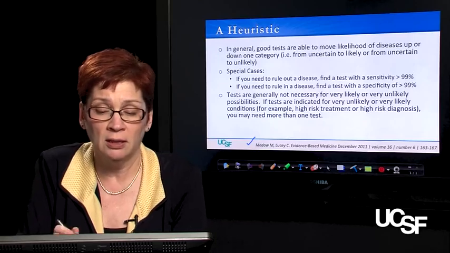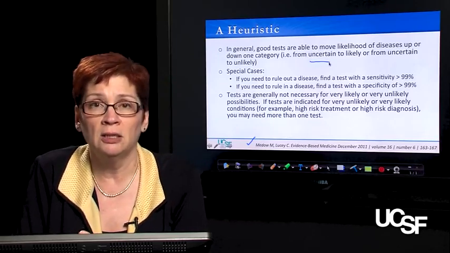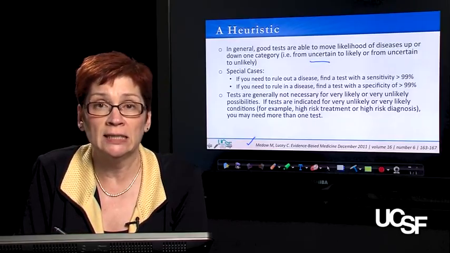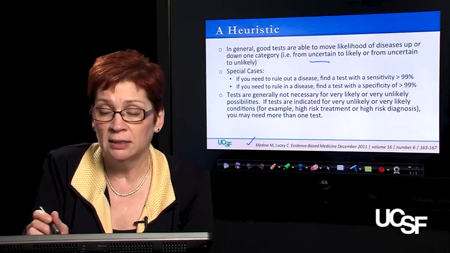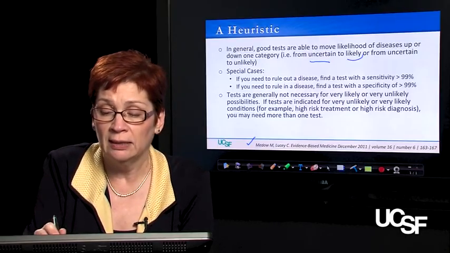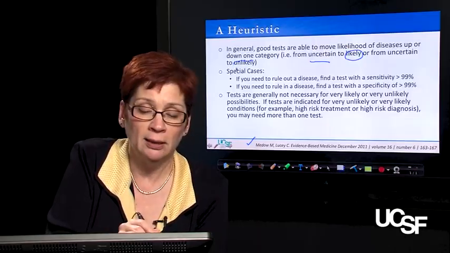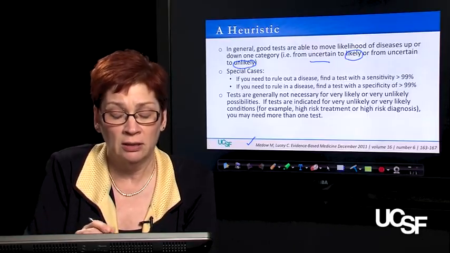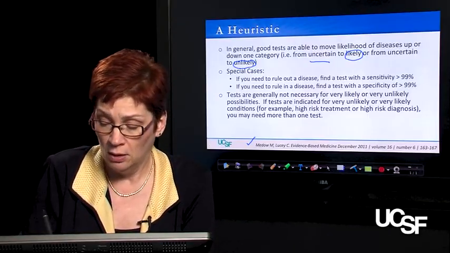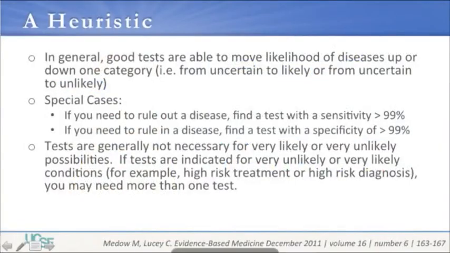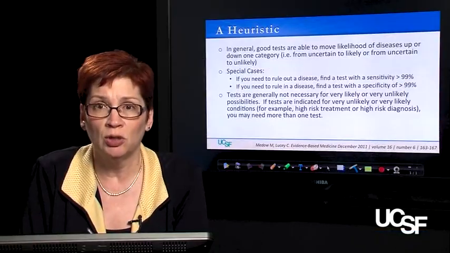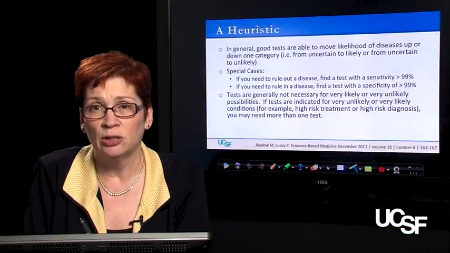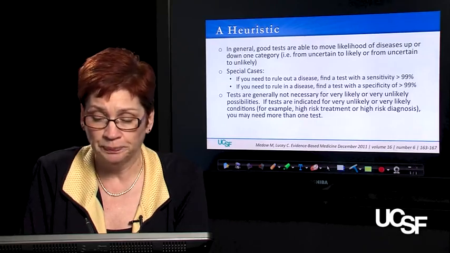So example, if we think clinically that the patient's likelihood of a given disease is uncertain, a positive test would move it to likely, and a negative test would move it to unlikely, but not all the way up to very likely or all the way down to very unlikely. We also talked about special cases where if the sensitivity and specificity are either or both greater than 99%, those are the situations in which we can conclude that a test could in fact rule in or rule out a disease.